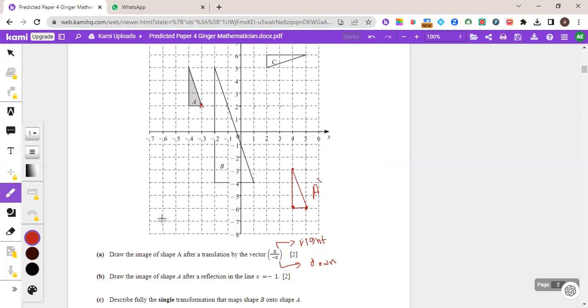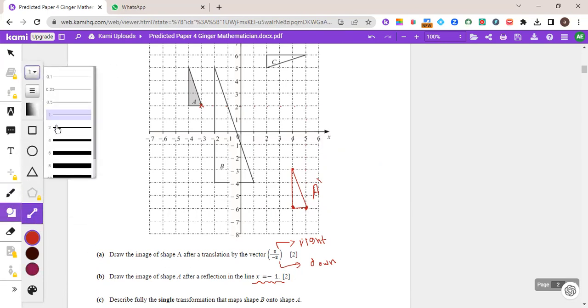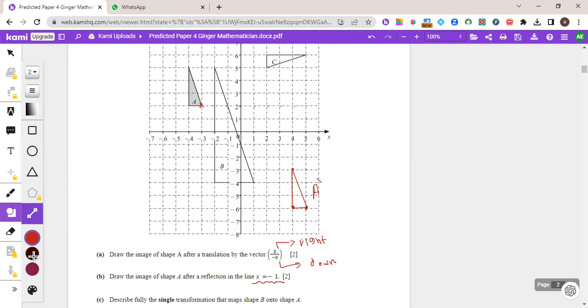Draw the image of shape A after reflection in the line x equals -1. So I need first to draw the line of reflection, which is x equals -1. Is this a vertical line or horizontal line? This will be vertical. A vertical line passing through -1, like this.